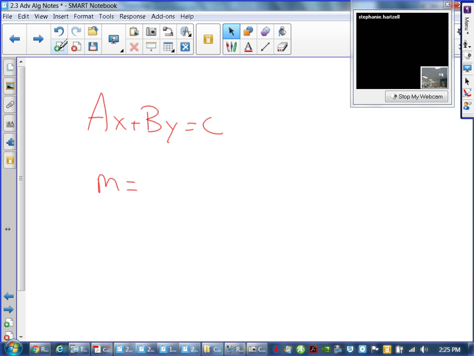Subtract it, and then how would you undo multiplying by b? Divide. So from standard form, you can always get your slope by taking the opposite of a over b. That will always be your slope. Standard form is really useful.